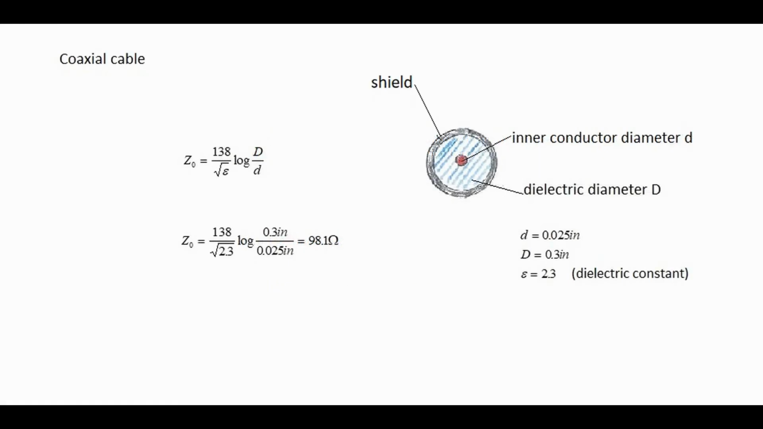The impedance of a coaxial cable is determined by the diameter of the inner conductor and the diameter of the dielectric material surrounding the inner conductor. And then epsilon in this case is 2.3, which is for polypropylene. Then using the formula shown, you can calculate the impedance, in this case 98.1 ohms, and once again, no matter how long the cable is, the impedance will be the same.